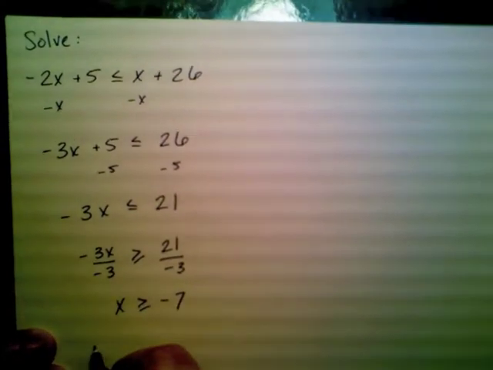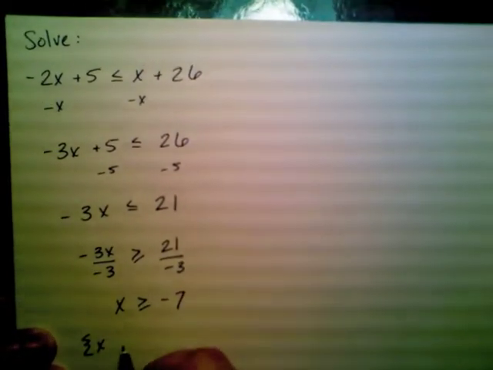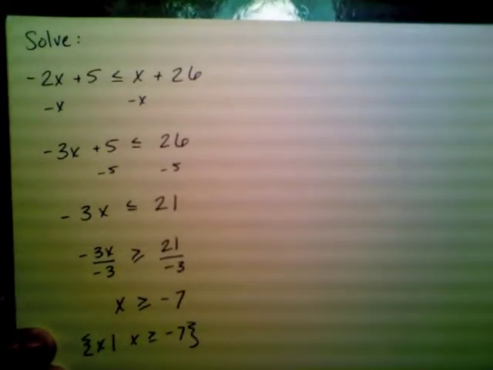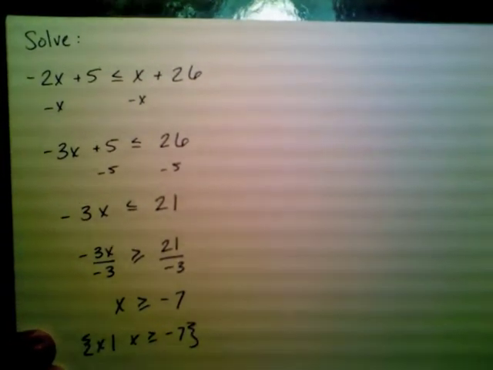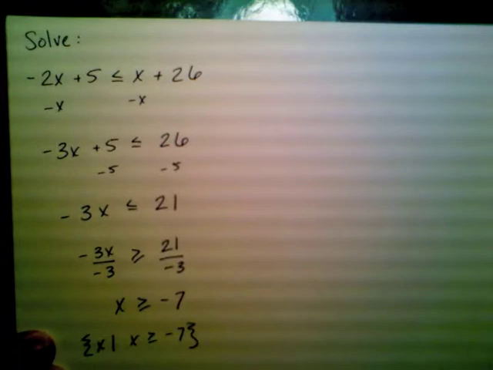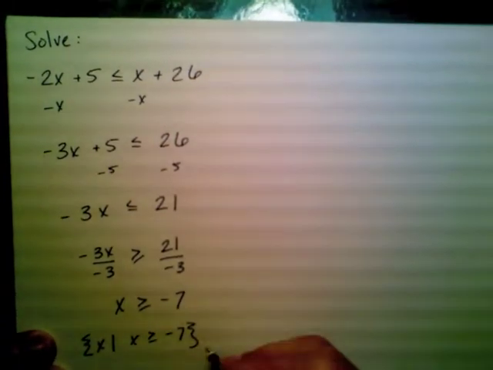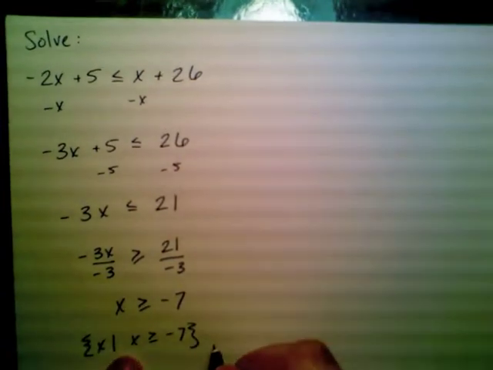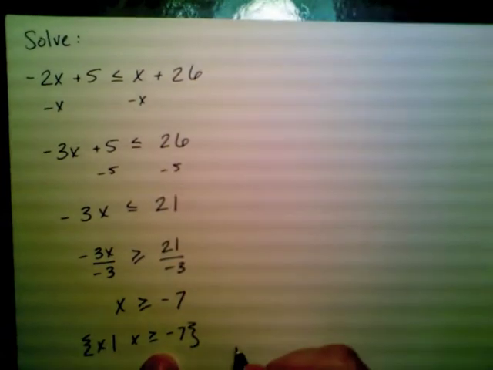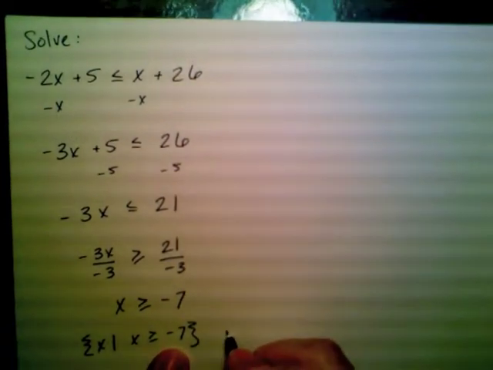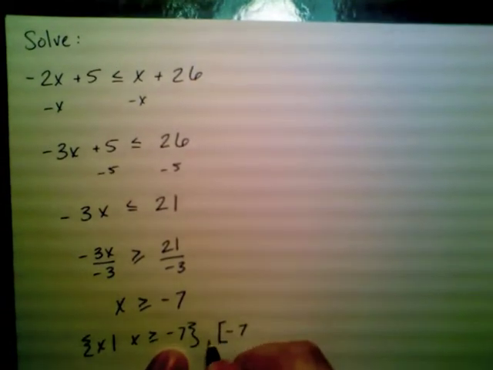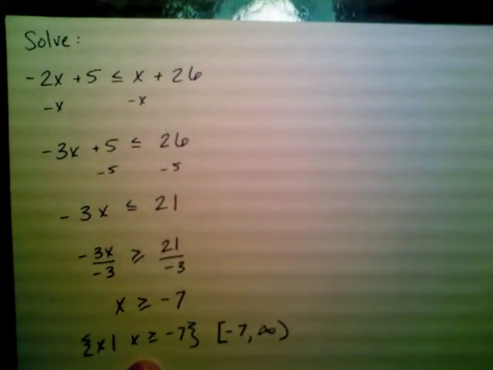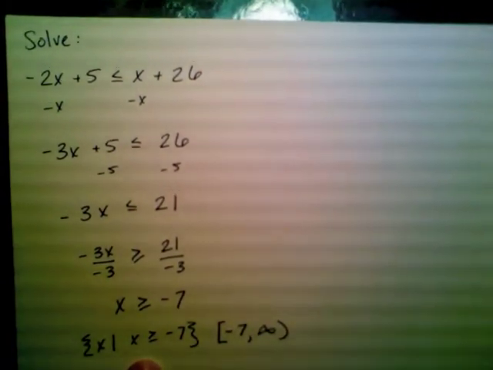And finally, I can write my answer in set notation. So it's the set of all numbers, so that x is greater than or equal to negative 7. Or I can write it in interval notation. And this is all the x's that are greater than or equal to negative 7. So negative 7 is the smallest that it could possibly be. And then it can be anything larger than that. So that's the interval from negative 7 to infinity.